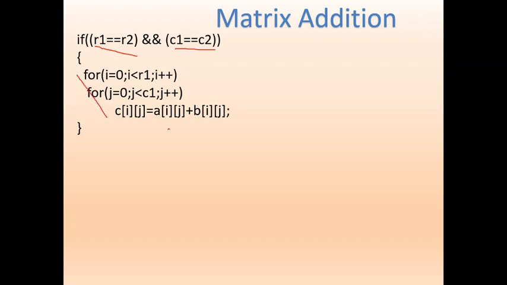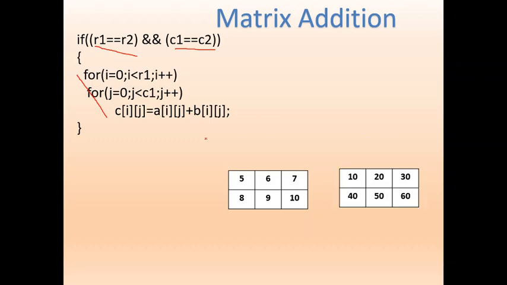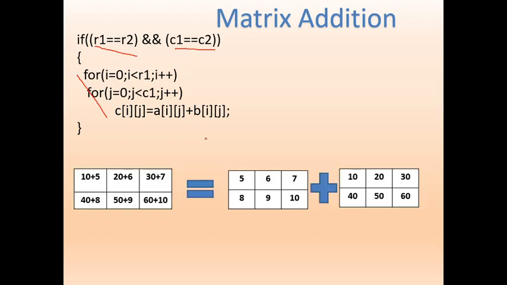So we use nested loops. What is the formula? C[i][j] equals A[i][j] plus B[i][j]. In total, how many times does it repeat? R1 into C1 times. So how many times does this loop repeat? 6 times. In this case it repeats 6 times because there are 2 rows and 3 columns. I have already explained the same.